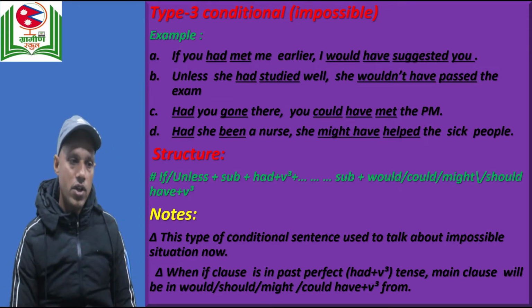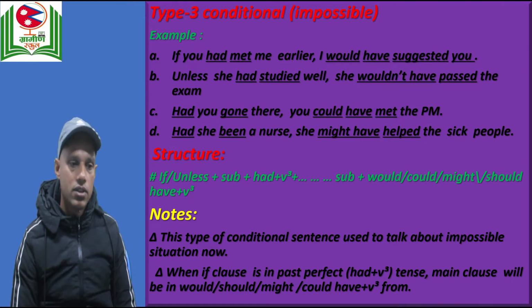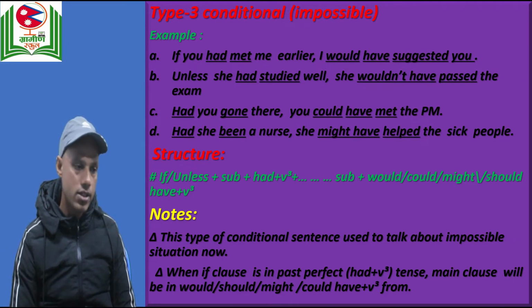and this type of conditional sentence is used to talk about impossible things, right? Let's see some examples. First, number A, if you had met me earlier, I would have suggested you. Let me repeat this once again. If you had met me earlier, I would have suggested you. Number B, unless she had studied well, she wouldn't have passed the exam. Number C, had you gone there, you could have met the PM. PM, it is short form for Prime Minister.